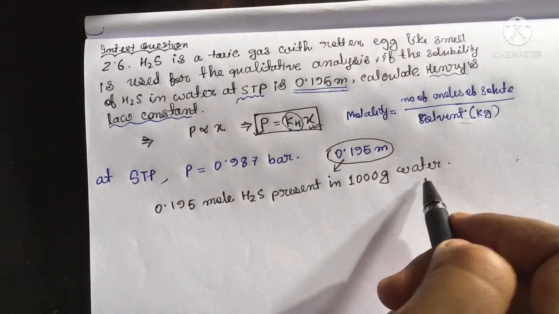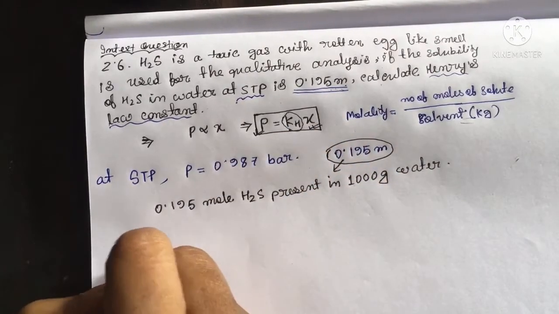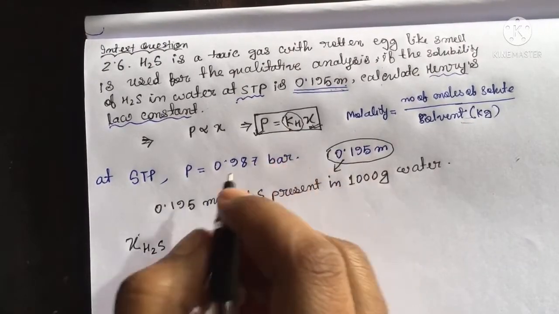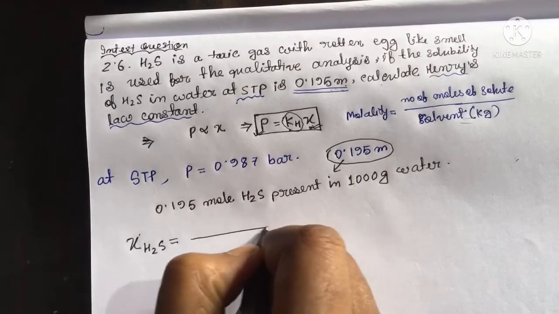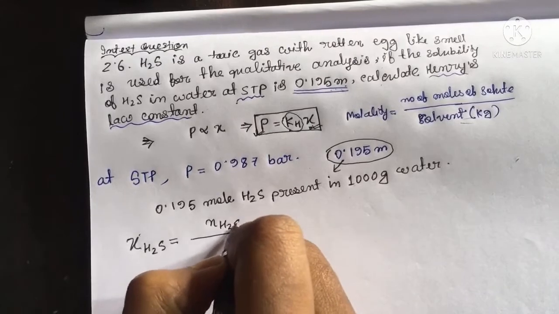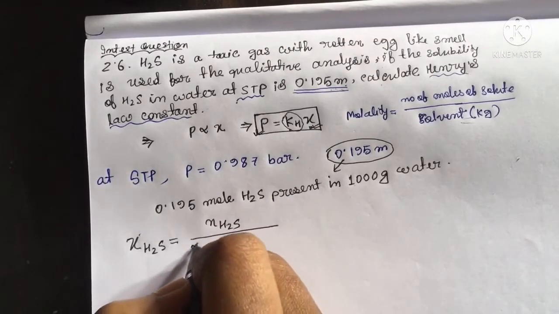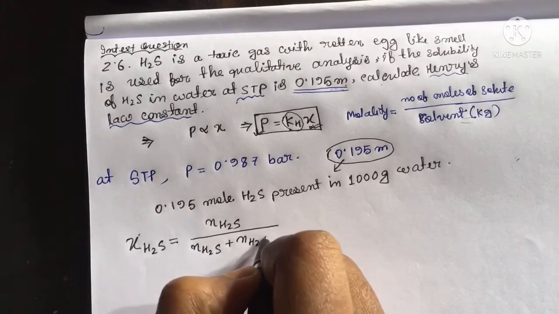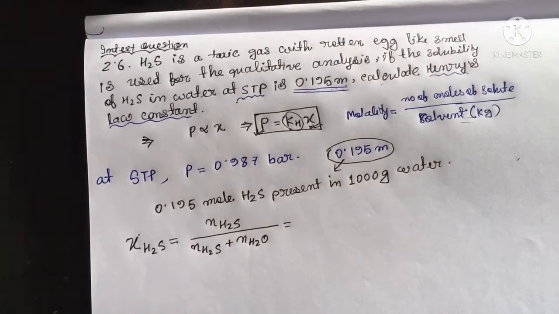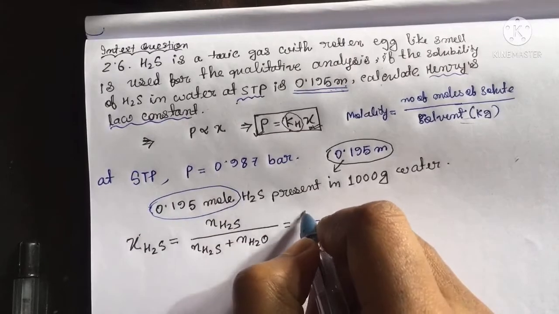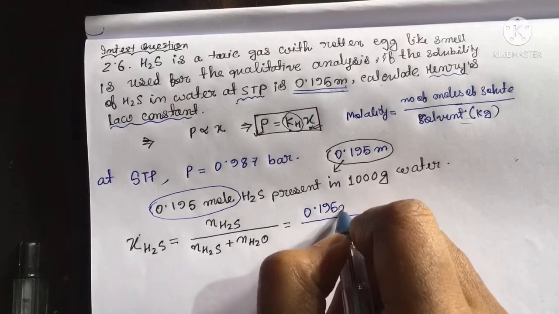So we have to calculate the mole fraction of H2S because we have to put this value here. We know that if we have to calculate the mole fraction, then the formula is the mole of H2S divided by the total mole of H2S and water. We know that the mole of H2S is 0.195, so we put the value here.